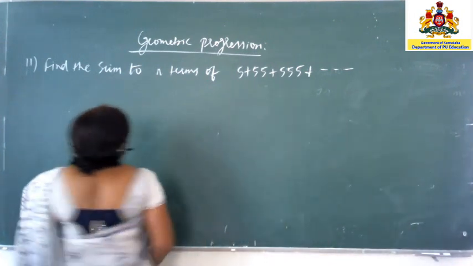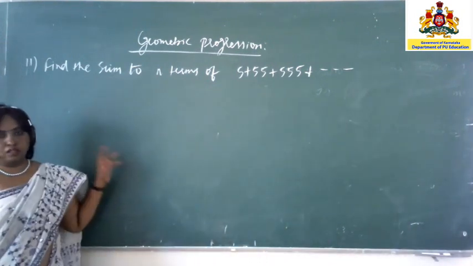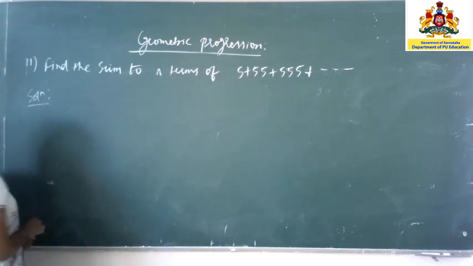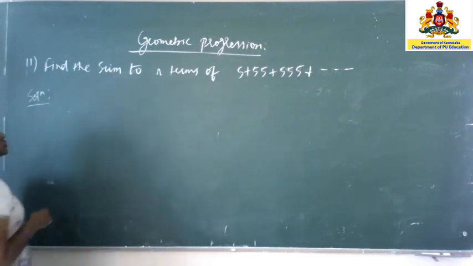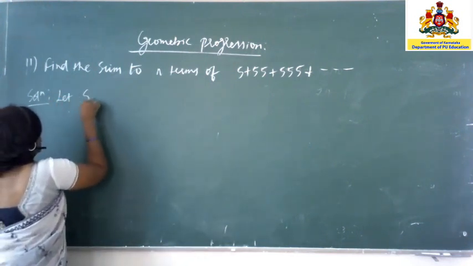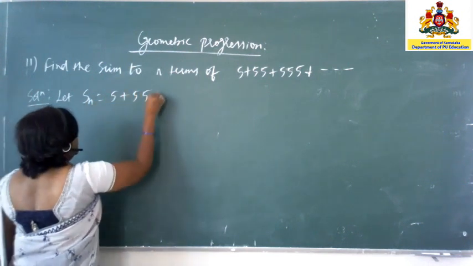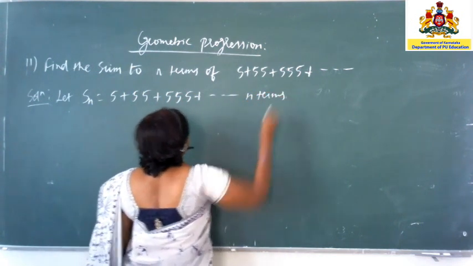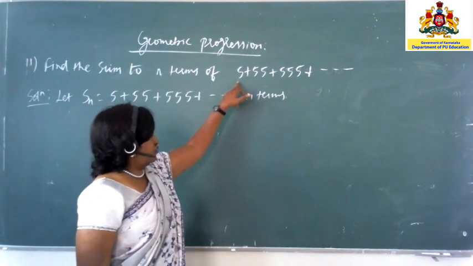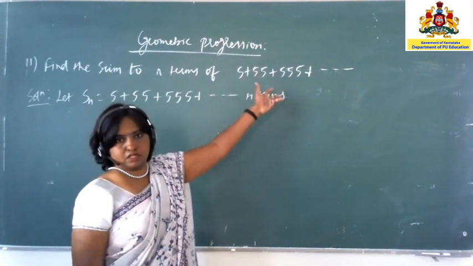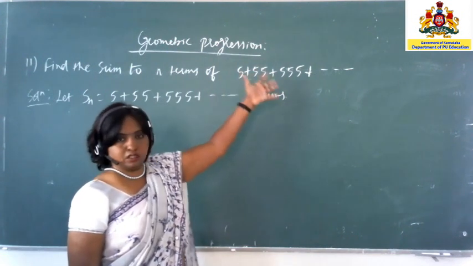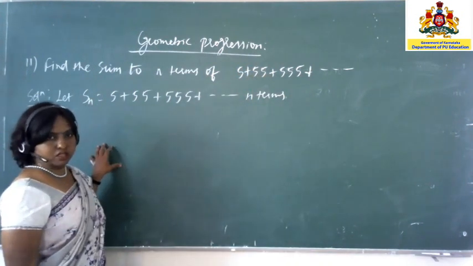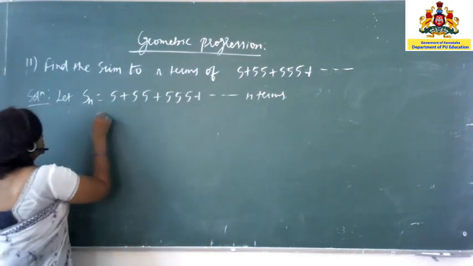Next sum, find the sum to n terms of 5 plus 55 plus 555, so on up to n terms. Most repeatedly asked question for 4 marks. Let Sn is equal to 5 plus 55 plus 555 plus so on up to n terms. This number may change. Instead of 5, you may get 7 plus 77 plus 777, 3 plus 33 plus 333. So the method will be the same. You should apply the same method, same steps, similar steps.